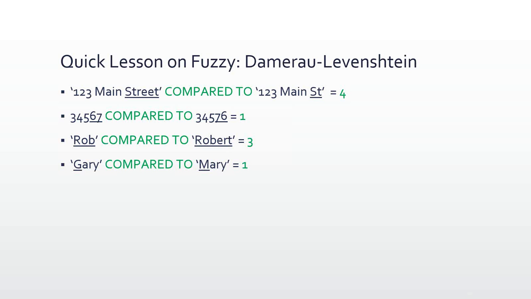Data transposition errors, whether intentional or not, represent a value of 1 with the Levenshtein, and so on. You can see the next example, Rob and Robert, difference of 3. Gary and Mary, difference of 1. So that is the general premise. I just wanted to explain that quickly before jumping in, and this relates to some of the examples that we do when we get into some of our analysis.